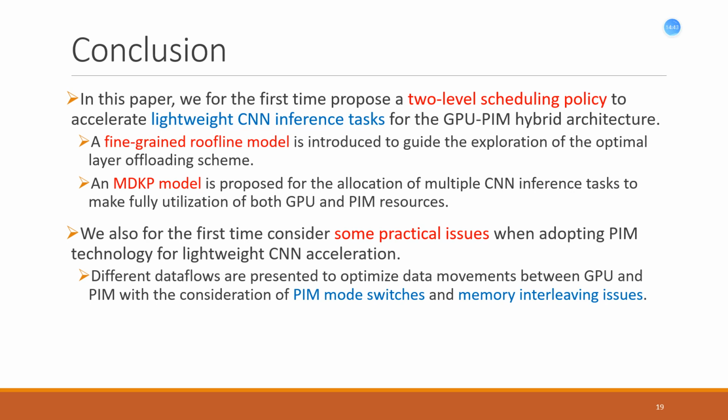And an MDKP model is proposed for the allocation of multiple CNN inference tasks to make full utilization of both GPU and PIM resources. We also, for the first time, consider some practical issues when adopting PIM technology for lightweight CNN acceleration. Different data flows are presented to optimize data movements between GPU and PIM, with the consideration of PIM mode switches and memory interleaving issues.